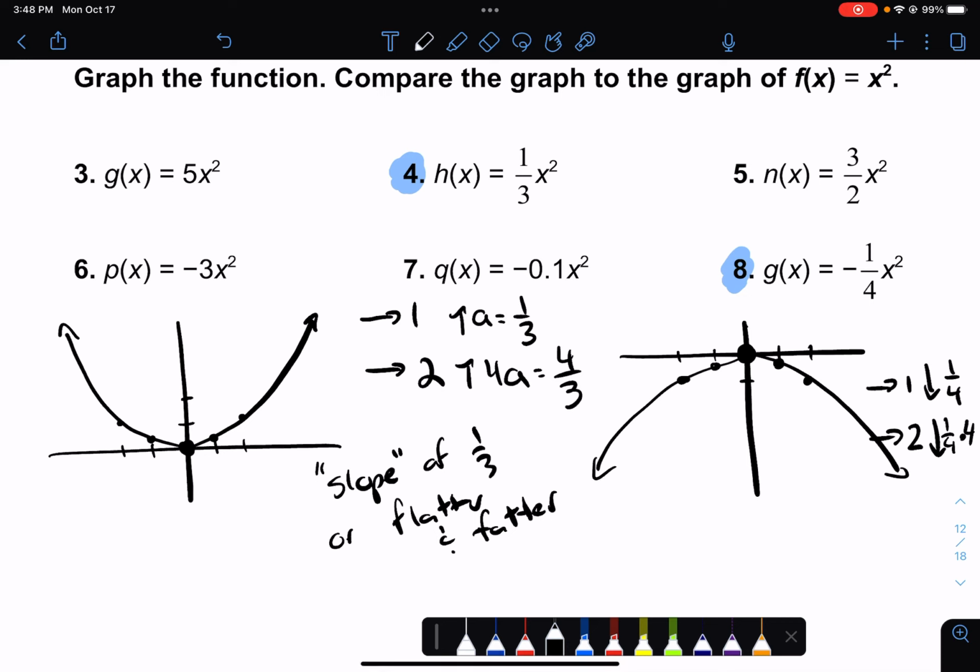Going the other direction, I'm going to go over 1, down 1/4, over 2, down 1, and it's going to look something like this. Okay, so when I compare, this time I'm upside down, and I could either say that I have a slope of negative 1/4, or I could say it's flat and fat. Either one of those works for me. I don't care which way you put it. They tell me that you understand why the picture is different, all right?